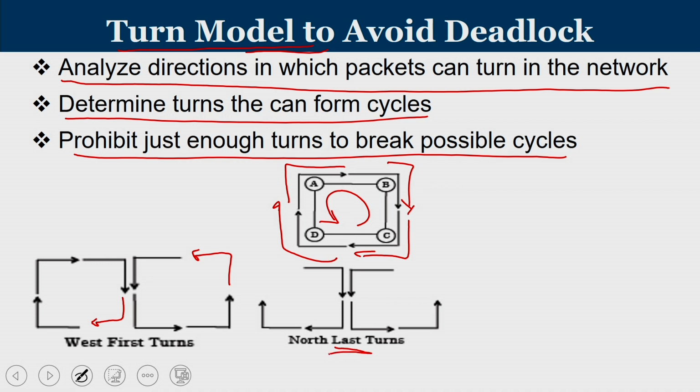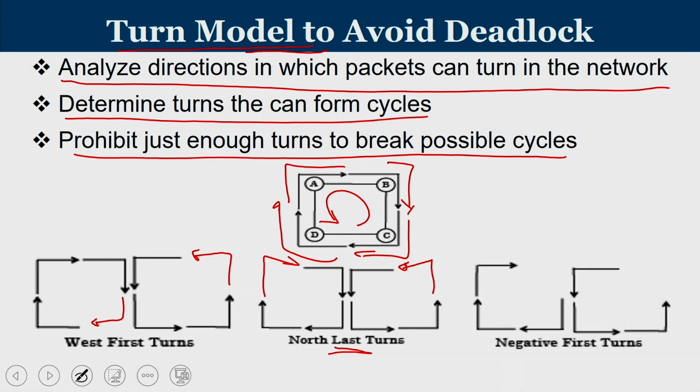If at all you wanted to move to north, then do it at the end. So you won't be having a case where you are traveling in the north direction and then moving to east. Any movement towards east you should have done earlier, and north is the one that you take last. So northeast turns are not there. Similarly, northwest turns are also not there. If you travel in north, then westward and eastward turns are prohibited. Similarly, we can define south last turn, east last turn, and west last turn.